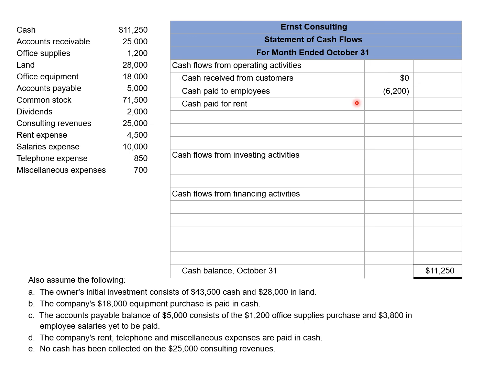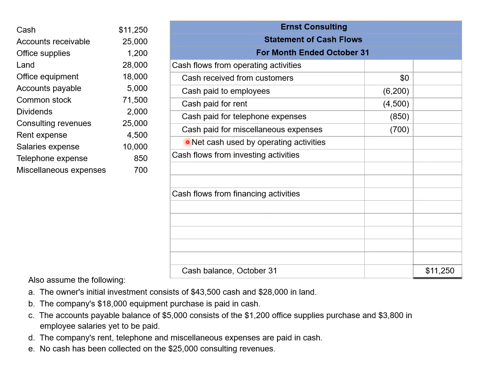Then we have cash paid for rents. So in letter D, they tell us that rent, telephone, and miscellaneous expenses have all been paid in cash. And so our cash paid for rent is going to be equal to the balance here of $4,500. Our cash paid for telephone expenses was $850 because they tell us in point D that it's all been paid in cash as well. And then same thing for our miscellaneous expenses, $700. Point D tells us that all of these expenses have been paid in cash.